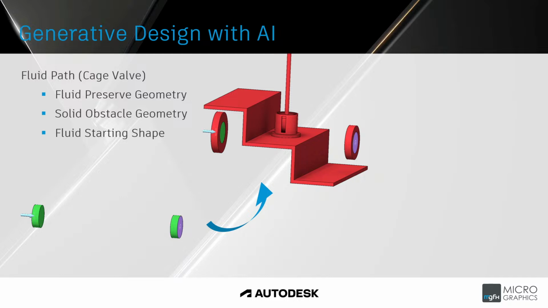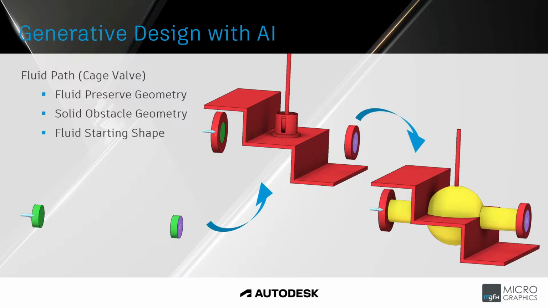So we need to have that geometry, but we can't have fluid in that area. So we have that as our obstacle. Then we have the fluid starting shape, that yellow geometry. This is essentially the designer's best guess as to what the cavity inside this valve should look like to have fluid flow through. That shape is what generative design will take as an initial starting point, and it will morph and adjust that shape to find the most optimum shape to reduce pressure drop through the valve.